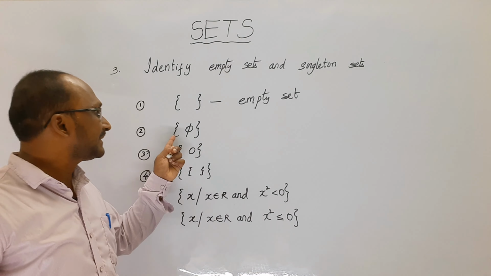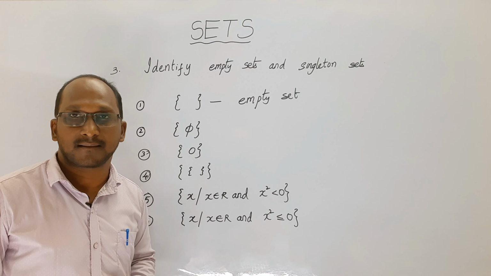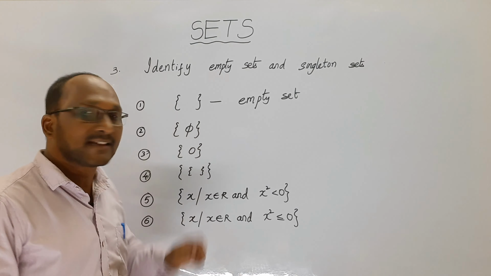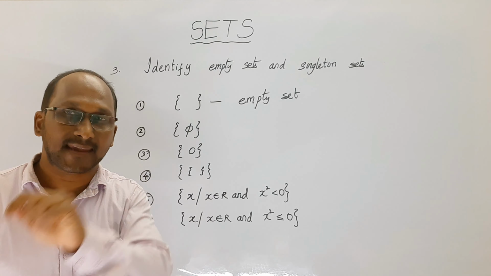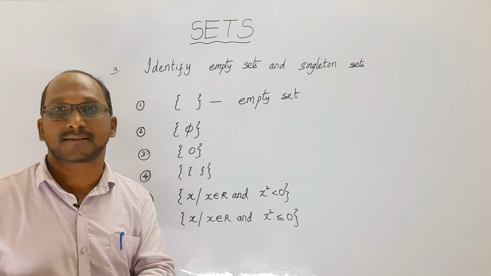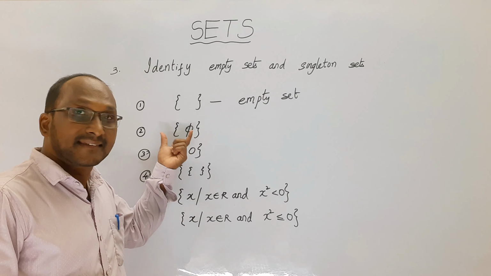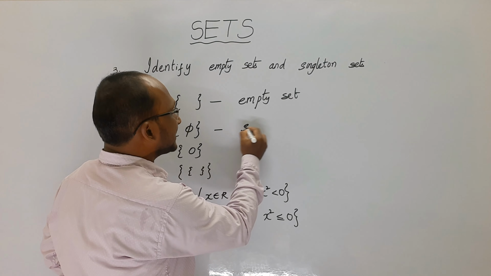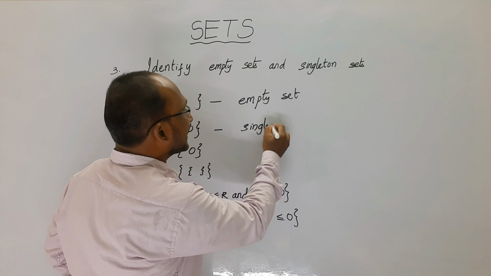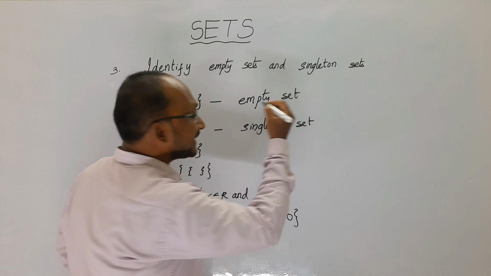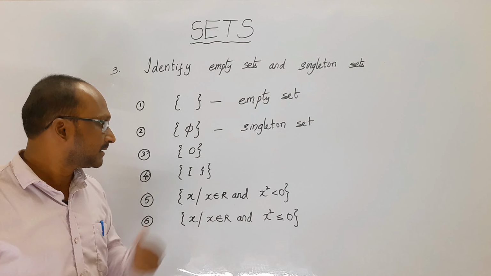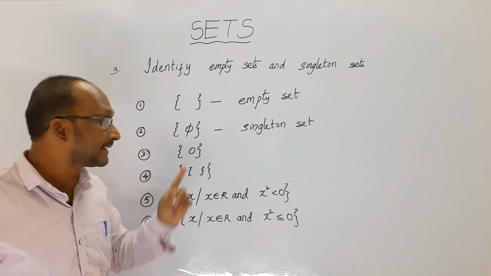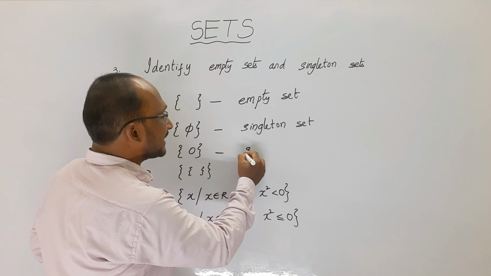Next, this is the set of 5. But don't think that it is a null set, because it is the set with one element, that is 5. Here 5 is an element in the given set. As this set contains one element, we can say that the second set is a singleton set. Come to the third one. The third one is also a set with only one element, 0. That's why it is also a singleton set.